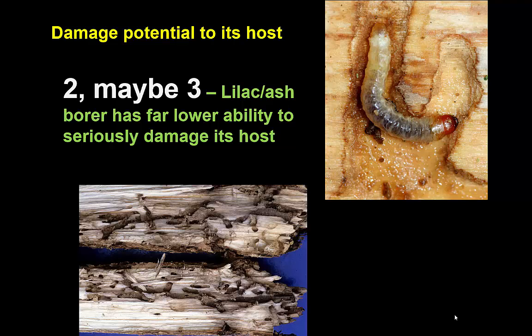It is pretty much limiting its attacks to trees that have some issue. They are in a poor site. They're growing along the street. They are a recently transplanted tree, which is quite susceptible to this insect. But in terms of killing trees, lilac ash borer rarely kills trees, and almost never is an issue in a tree once it has been well established.